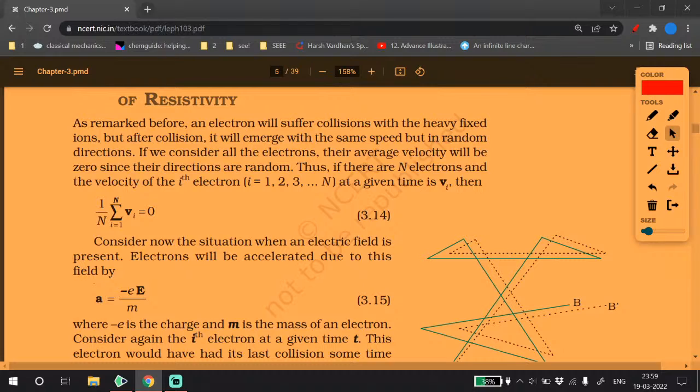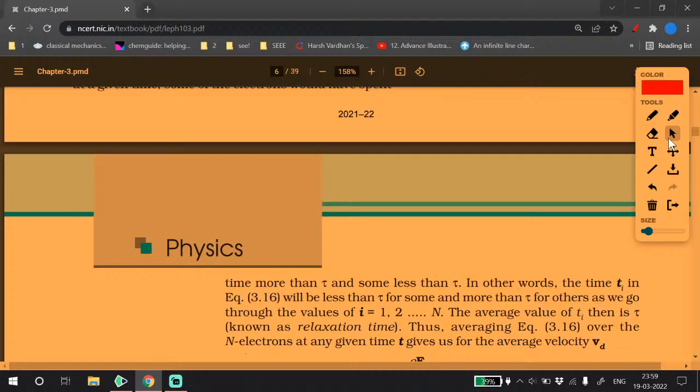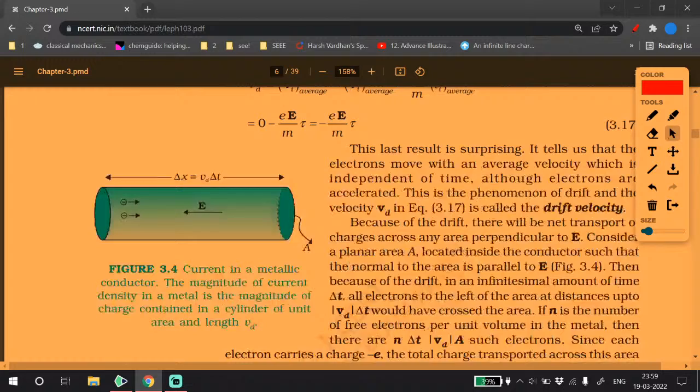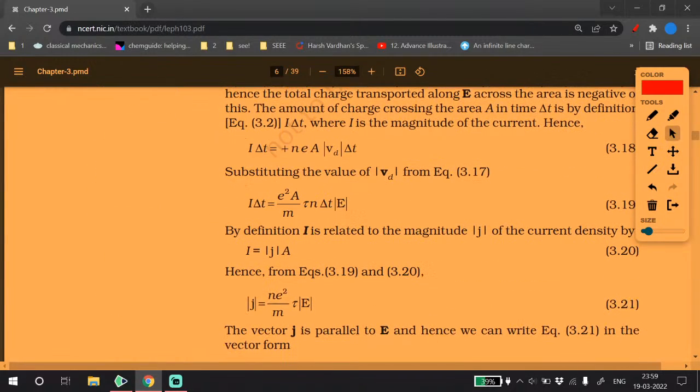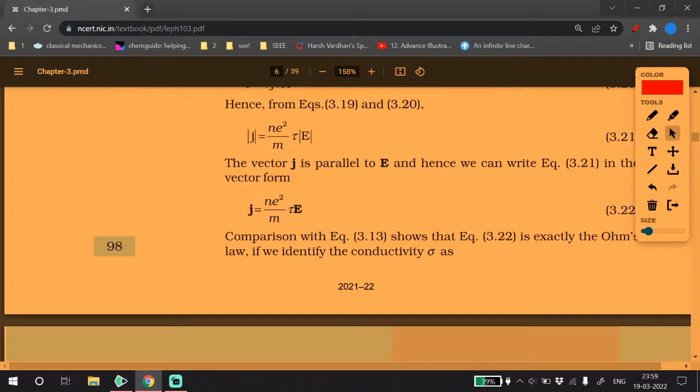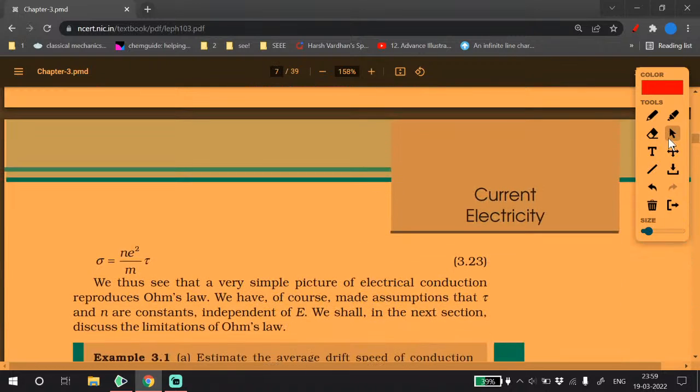Now we average the drift velocities. That will be Vd is equal to minus eE by m into tau. And what else do we have? We can use the fact that I into delta t will be n e A Vd into dt, and from the Vd equation that we derived, minus eE by m and tau, we can substitute here. And then what do we do? We use I is equal to J A, the current density definition, and substitute that too. And we have another relation for J and E, which we compare with the earlier Ohm's law equation, and we get that conductivity is n e squared by m into tau.